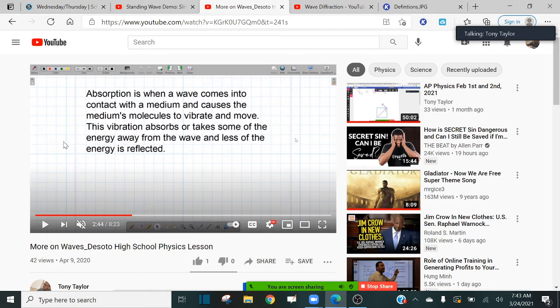Okay, now, so here's the detailed definition of absorption. Absorption is when a wave comes in contact with the medium and causes the medium's molecules to vibrate and move. This vibration absorbs or takes some of the energy away from the wave, and less of the energy is reflected.